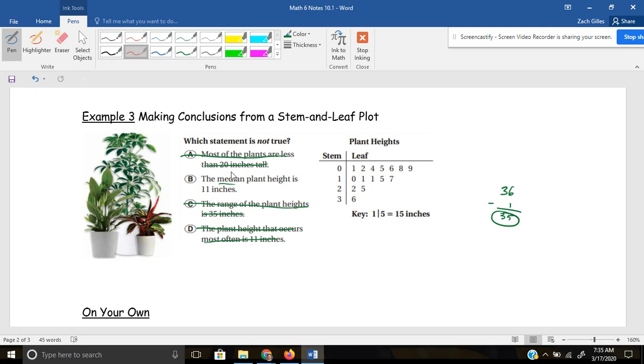Let's look just to double check. The median plant height is 11. Well, let's list our numbers least to greatest. And so I've got 1 and 36 would cancel. 2 and 25. 4 and 22. 5 and 17. 6 and 15. 8 and 11. 9 and 11. So my median is 10. And this says the median is 11. So this is not true.